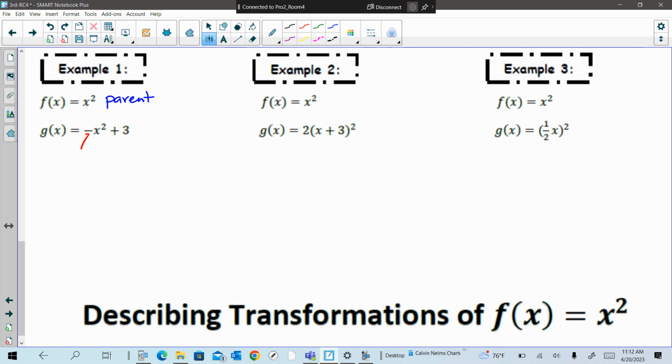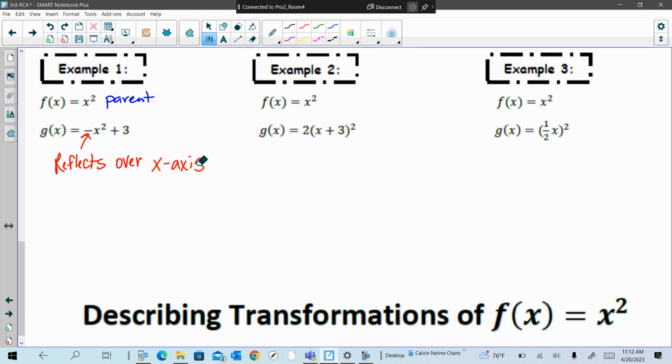Yeah, okay, so this right there, I'm drawing an arrow to that negative. How does that transform it? That is a reflection, yeah. So this means it's going to reflect over what? It's the x-axis. Okay. Reflection over the x-axis.